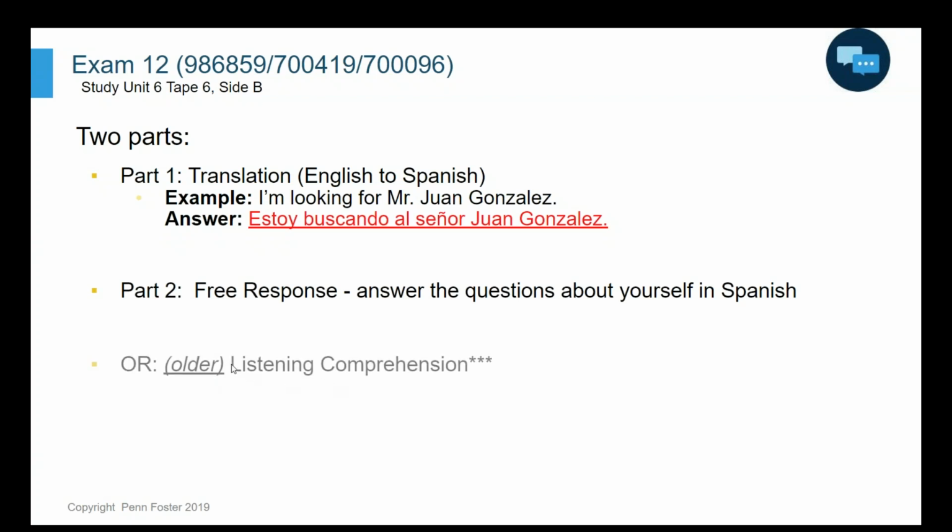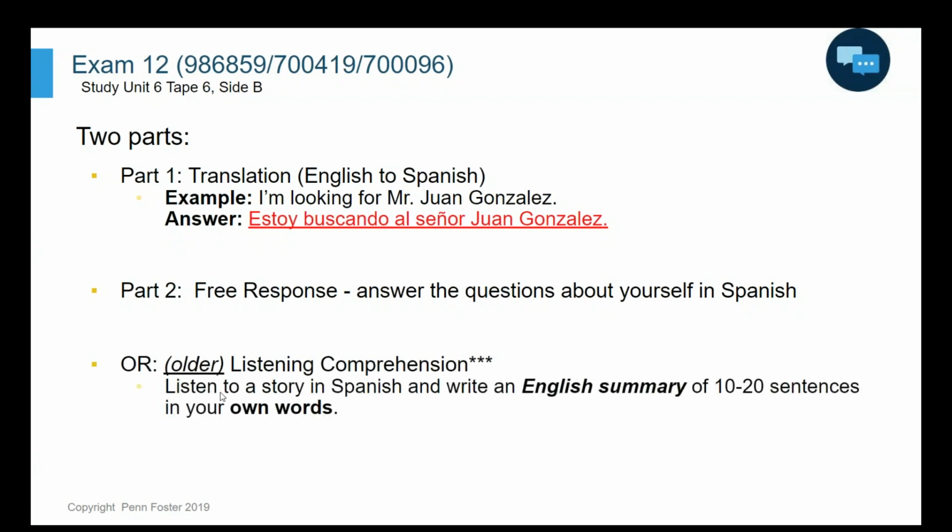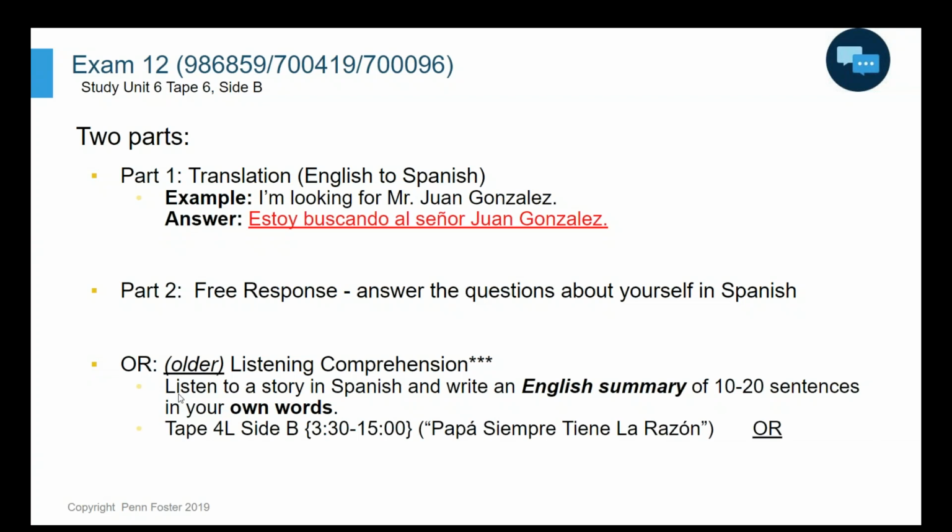If you enrolled earlier into the program, you may have a listening comprehension section, and you'll be listening to a story in Spanish and writing an English summary of 10 to 20 sentences in your own words. You do have a choice of which story you'd like to listen to if you have this part of the exam. So tape 4L side B, 3:30 to 15 minutes. The story Papá siempre tiene la razón, Father is always right. Or on tape 4L side A, 13 to 21 minutes, Circo, an old Ukrainian tale. Again, please note you just need to listen to one story if you do have this version of the exam.